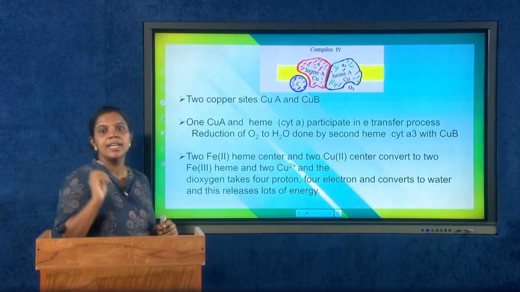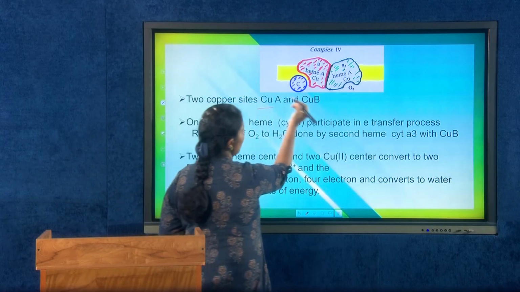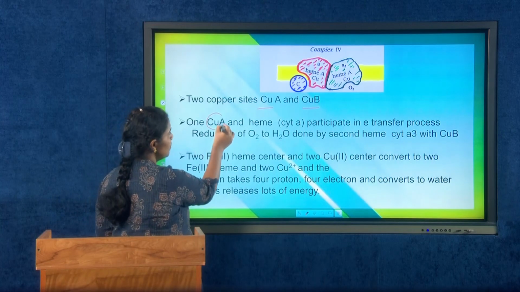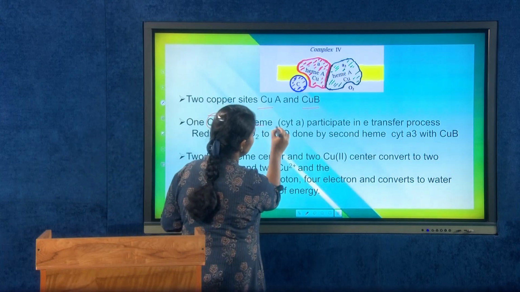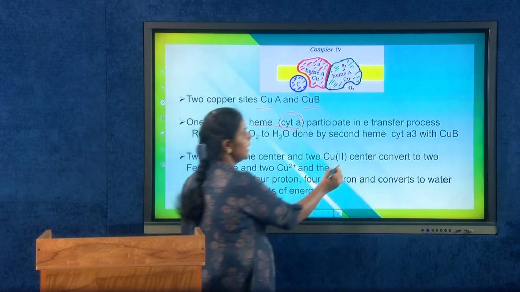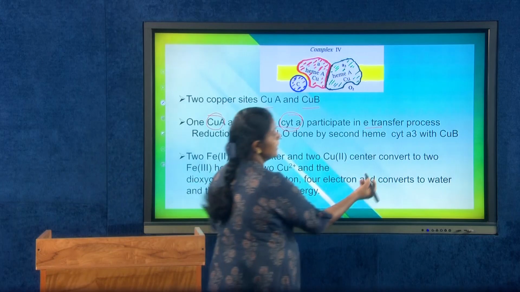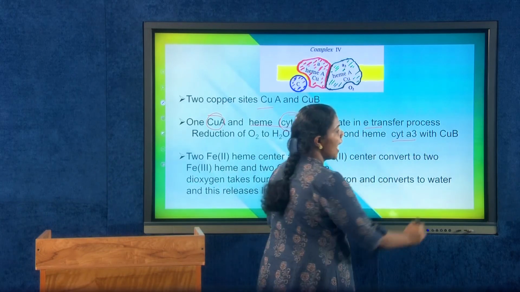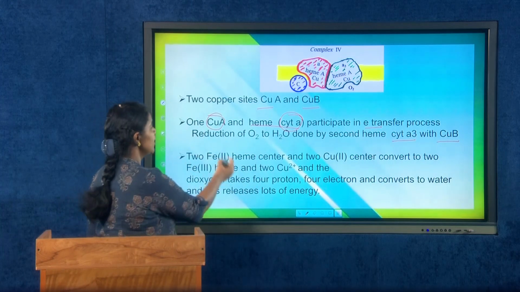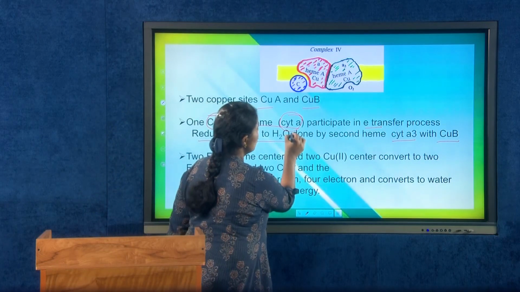So, you should understand that this enzyme cytochrome C oxidase has 2 copper sites, that is copper A and copper B. One copper atom, copper A, and a heme, that is the cytochrome A, participate in the electron transport process. And the next heme, that is cytochrome A3, and the second copper will combine and function for the reduction of oxygen to water.